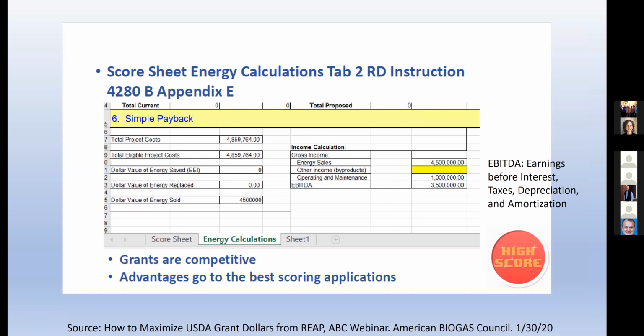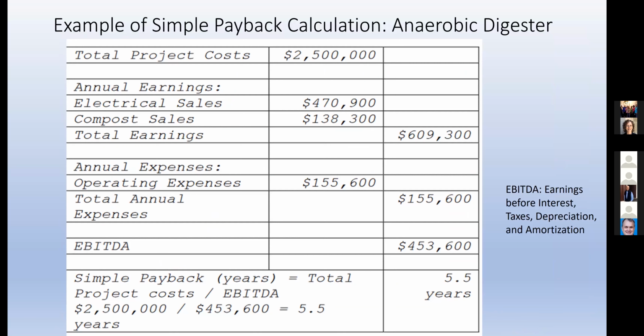It's a common term in business. And it's basically an estimate of gross profits. And so you'd use EBITDA in your payback calculations. Okay. And so moving on to the next one, we can see that. So in this example, we have an EBITDA of about $450,000. And so in this case, for the anaerobic digester, the simple payback is the total project cost divided by EBITDA. And so it'd be 5.5 years.